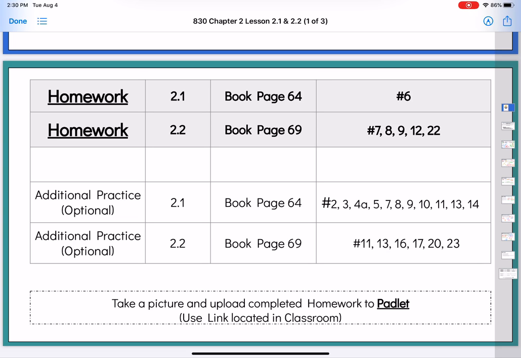The other ones are additional practice. Notice there's a ton of additional practice if you would like it for 2.1. If one problem isn't quite enough for you to make sure that you're solid on it, then go ahead and do those optional extra practice on that one, or your complementary and supplementary ones as well.